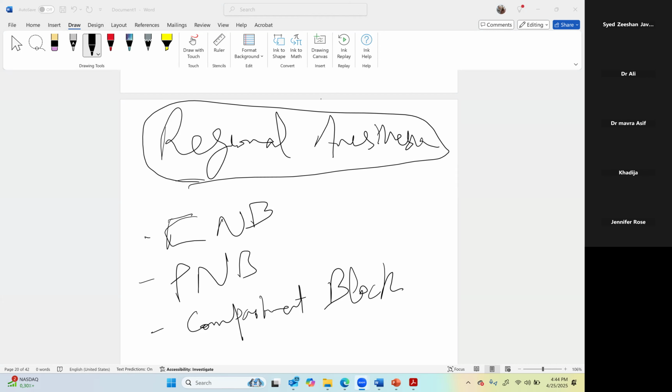Central neuraxial block includes epidural, caudal, spinal, saddle. In peripheral nerve blocks, you are identifying a nerve or group of nerves and blocking them. In a compartment block, you are identifying a compartment between muscles or between fascia and injecting a volume. You are not identifying any specific nerve, just the passage through which the nerves will be running, and you are actually blocking them. So this is the basic concept.